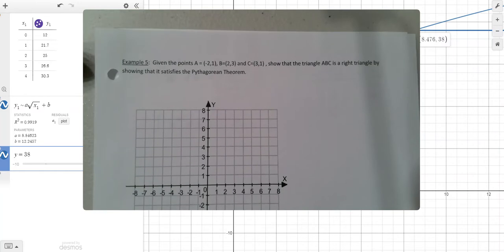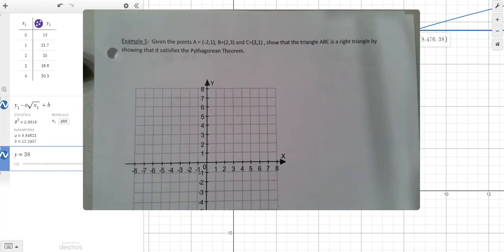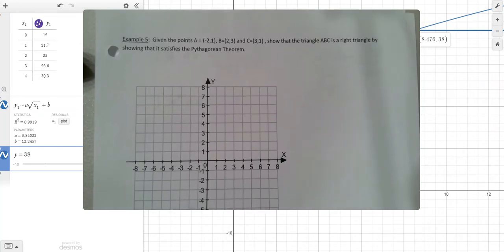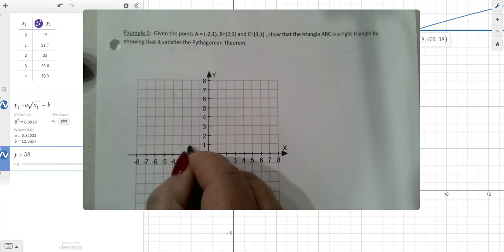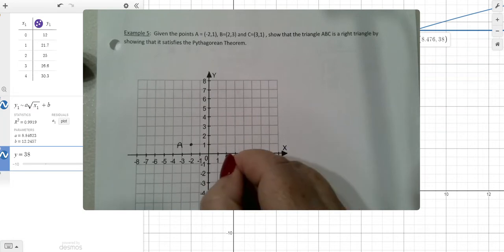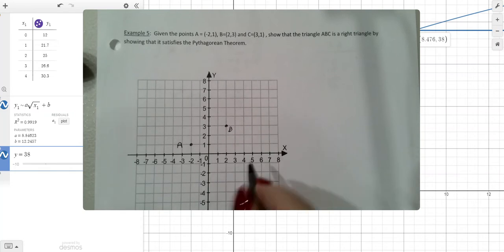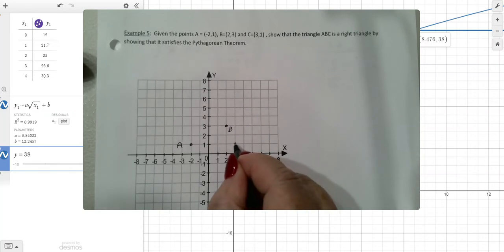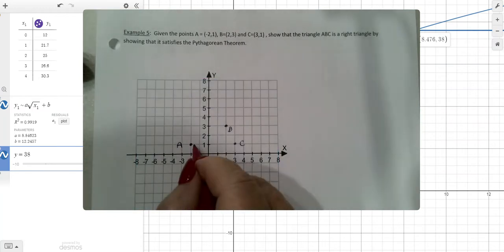Our last problem. Given these 3 points, it says to show that the triangle ABC is a right triangle by showing that it satisfies the Pythagorean theorem. So let's graph first and just see what we're looking at here. A is negative 2, 1. B is 2, 3. C is 3, 1. So here's the triangle I'm looking at.